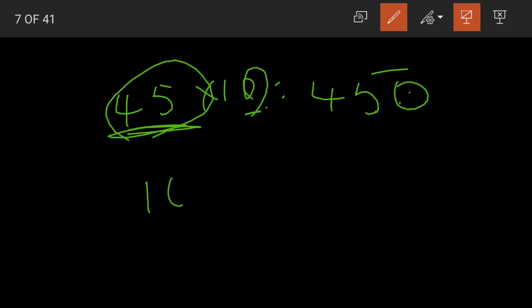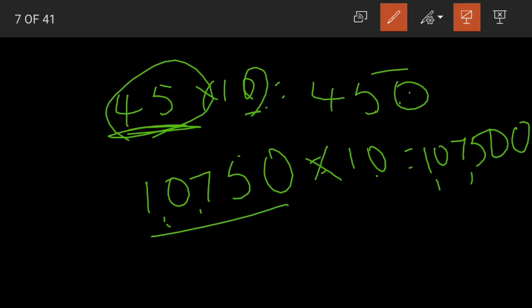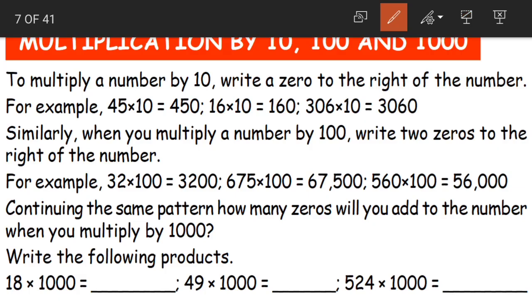So 1 0. Even if it is a very big number like this, 10,750 into 10. I can simply write the answer as, first copy the number as given and then place 1 0 to the right of the number. So the answer becomes 1,07,500. Clear children? This was multiplying with 10. Whenever we multiply a number with 10, we simply place a 0 to the right in the product.